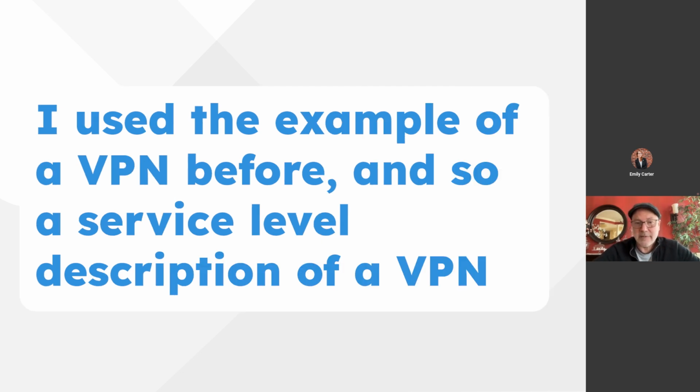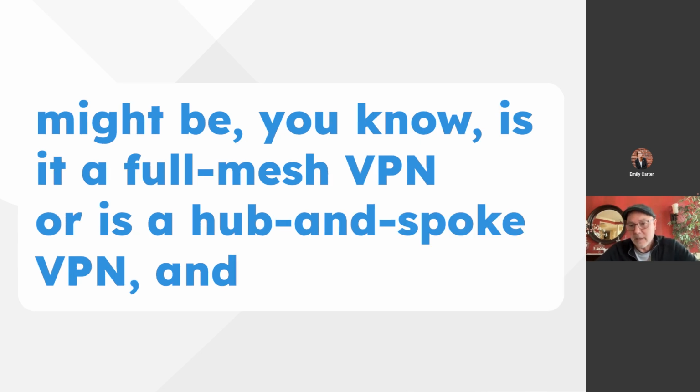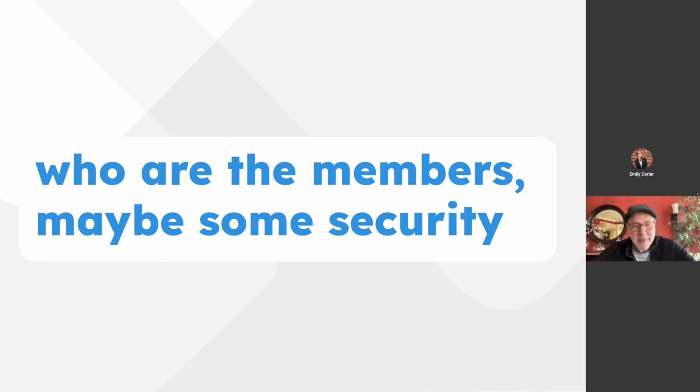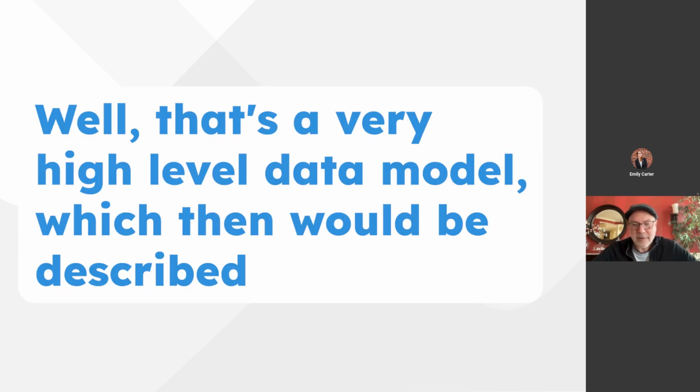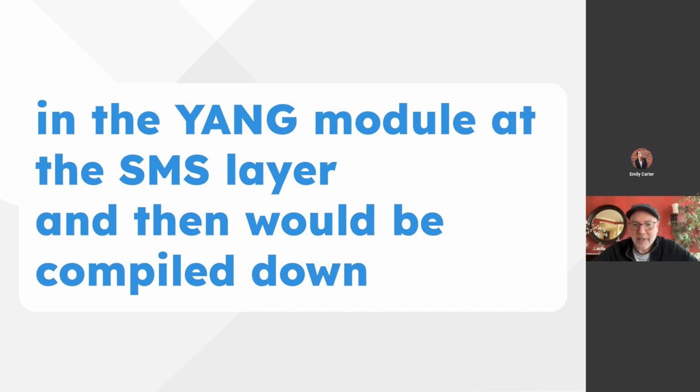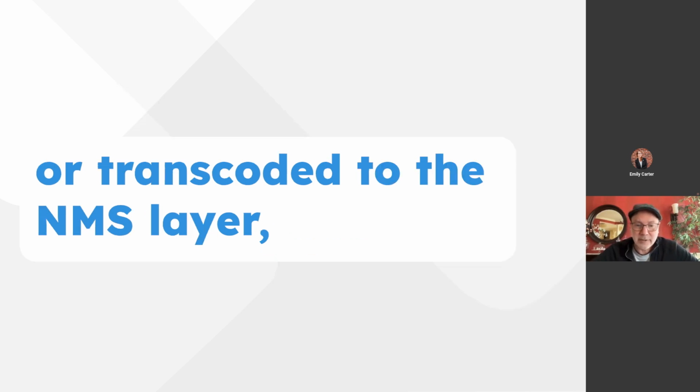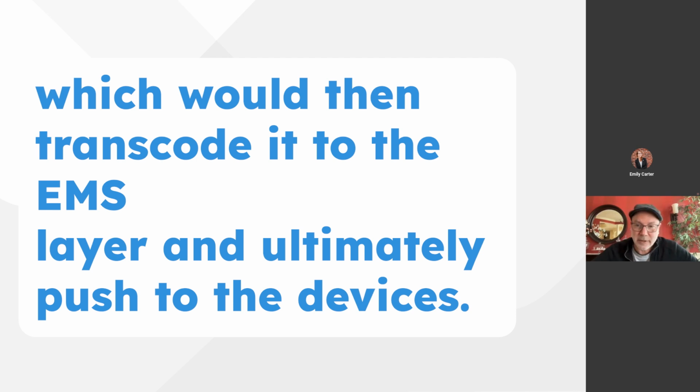And so a service level description of a VPN might be, is it a full mesh VPN or is it a hub and spoke VPN? And who are the members? Maybe some security related characteristics or attributes as well. Well, that's a very high level data model, which then would be described in the Yang module at the SMS layer, and then would be compiled down or transcoded to the NMS layer, which would then transcode it to the EMS layer and ultimately push to the devices.